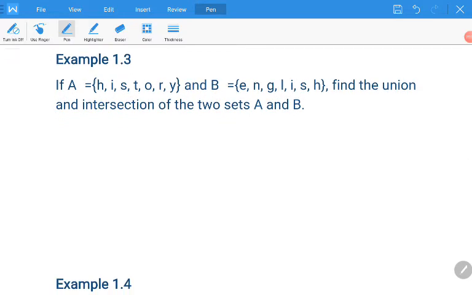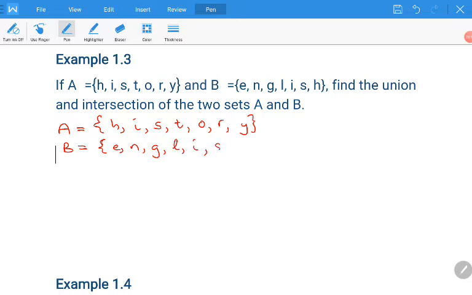Let's consider another example. If A is equal to H I S T O R Y and B is equal to E N G L I S H, A union B is given by.